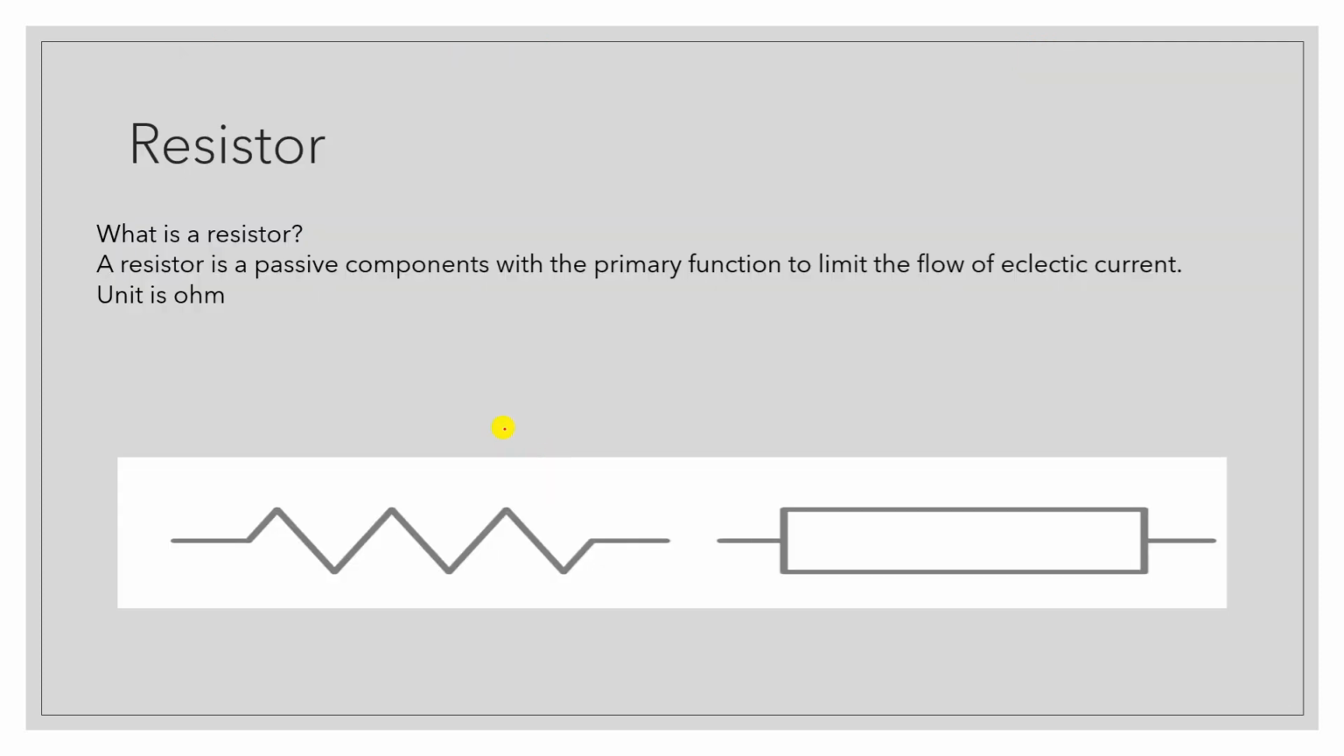Now the first component is the resistor. A resistor is a passive component with the ability to limit the flow of current. Its unit is ohm. The circuit symbol of the resistor looks like this, and it is denoted by R. The unit is ohm, and the ohm is denoted like this.